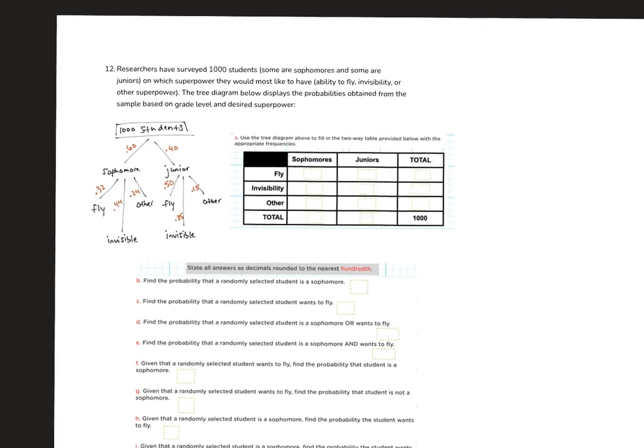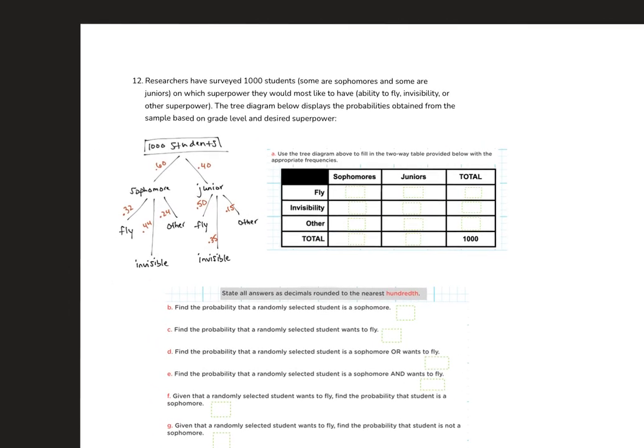Okay, so we have a tree diagram and a two-way table, and we want to take the values from the tree diagram and import them into the table. Okay, so first of all, we know we have 1,000 students. And so we want to figure out, okay, how many of them are sophomores, how many of them are juniors? We'll start there. So there's a 0.60 probability that a student is a sophomore, which means that would be 600 out of the 1,000, and that means that 400 would be juniors.